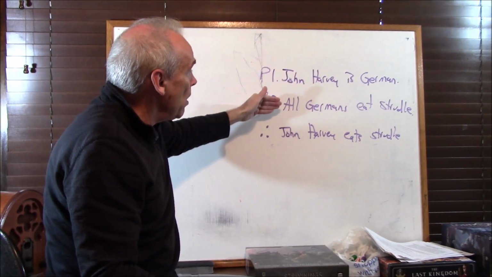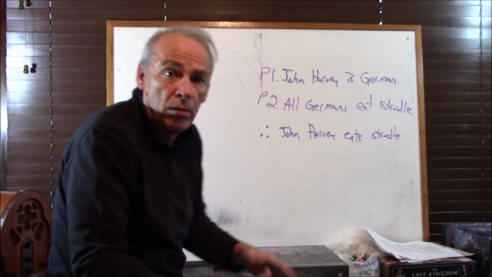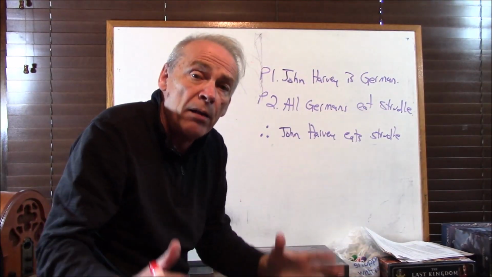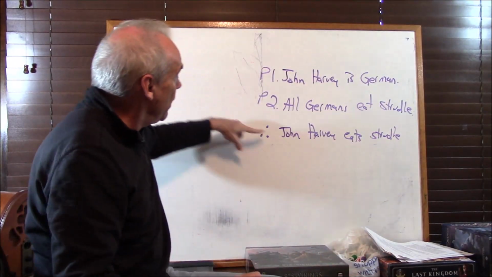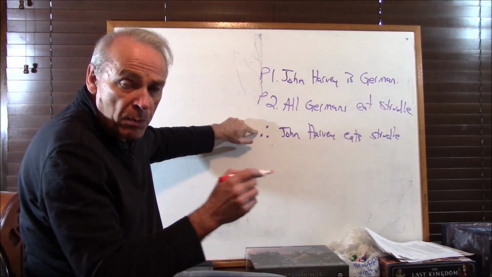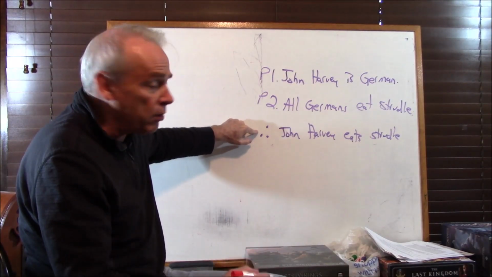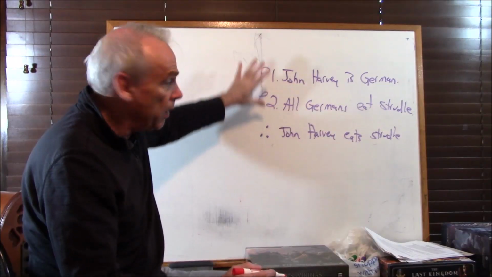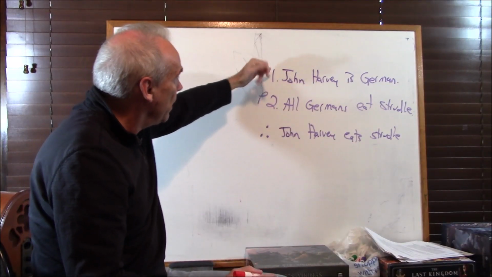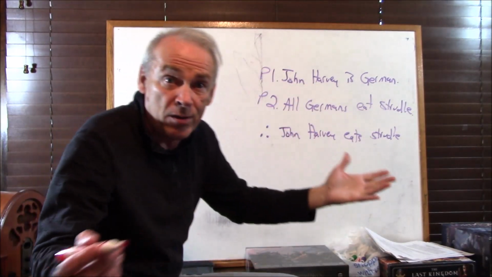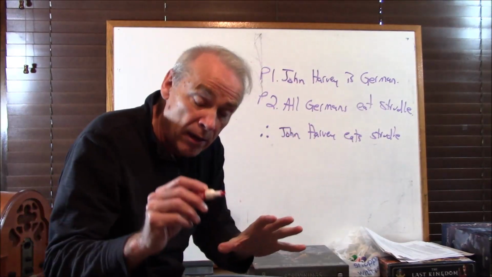John Harvey is German, all Germans eat strudel, John Harvey eats strudel. Perfectly valid conclusion. This conclusion here, the three dots means therefore, this conclusion is completely supported by those two premises. If that's true and that's true, that's got to be true. That's validity, all right, validity.